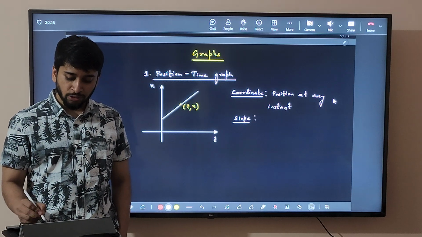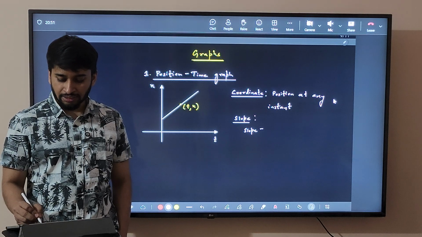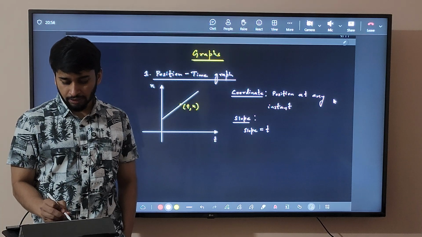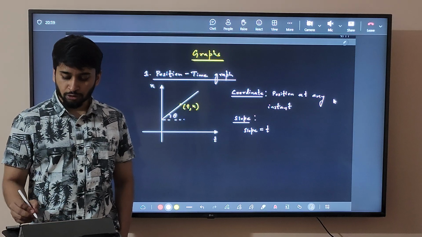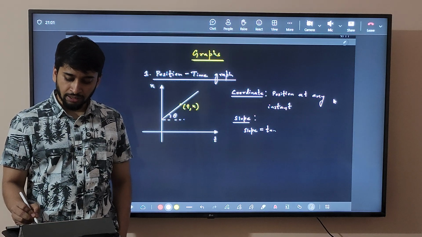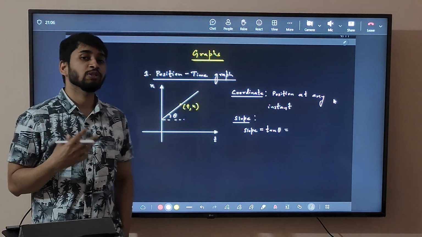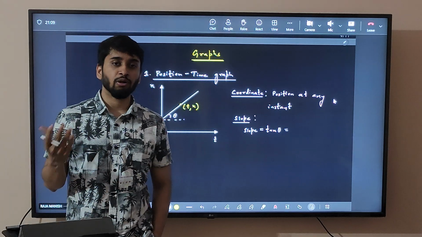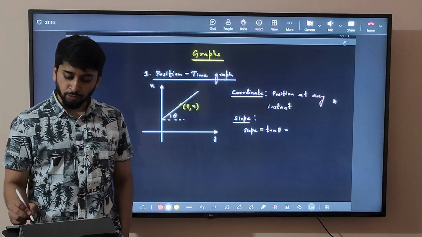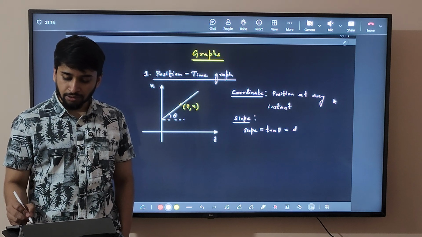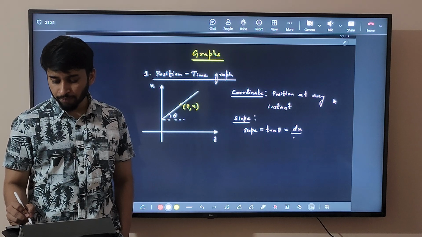Slope, in a way, is tan of the angle theta. Suppose this straight line is making an angle theta, right? So slope is tan of the angle theta, and we also know that slope gives differentiation, or differentiation also gives slope. So for this particular graph, the slope will also be equal to dx by dt.